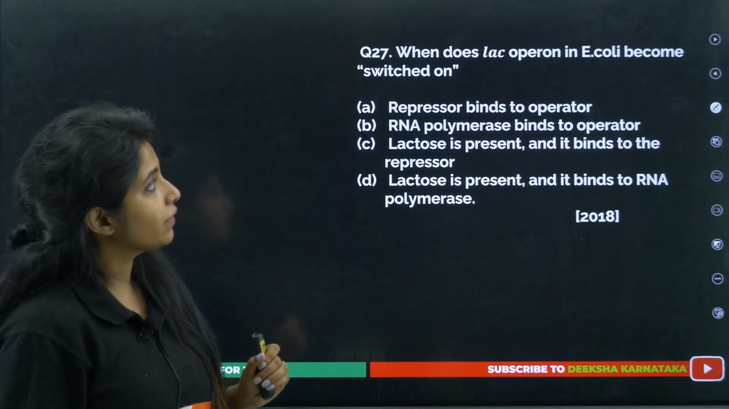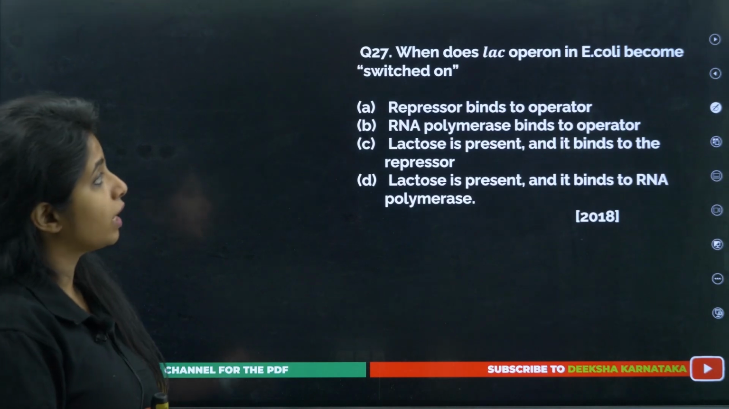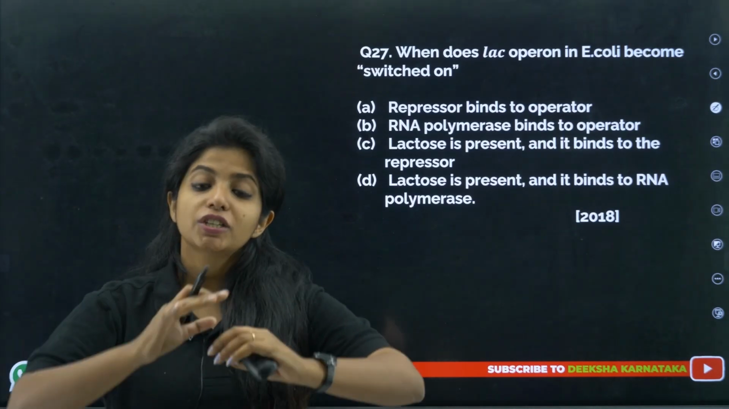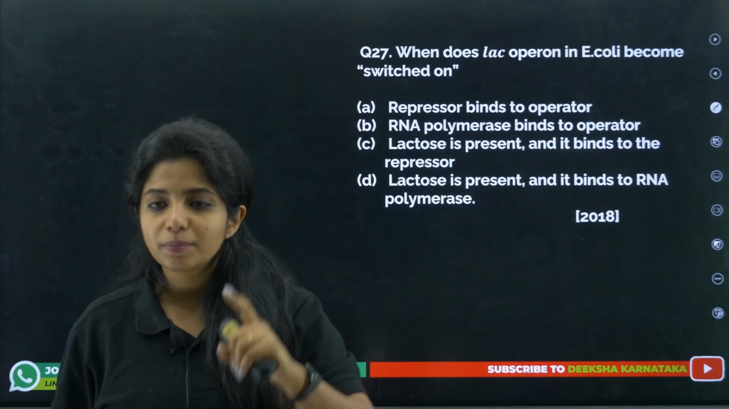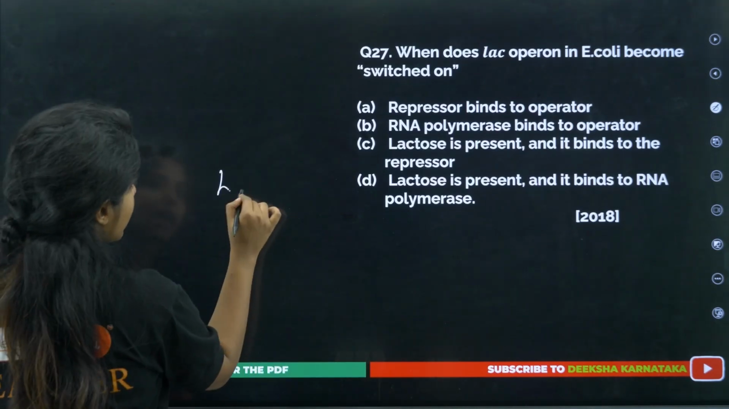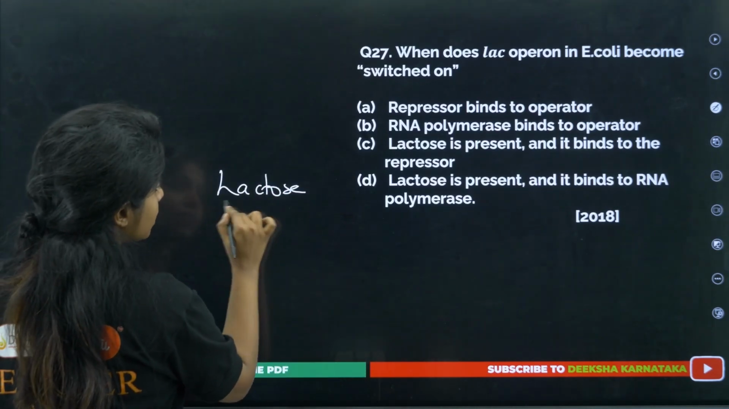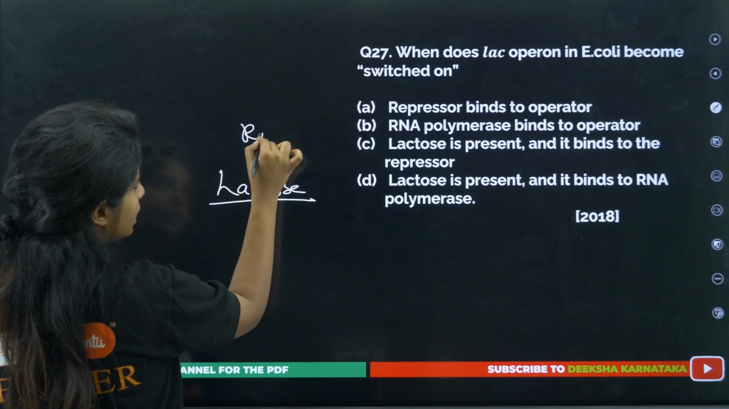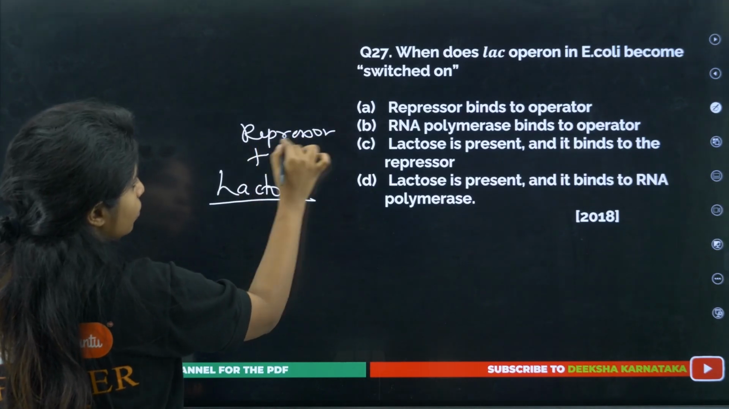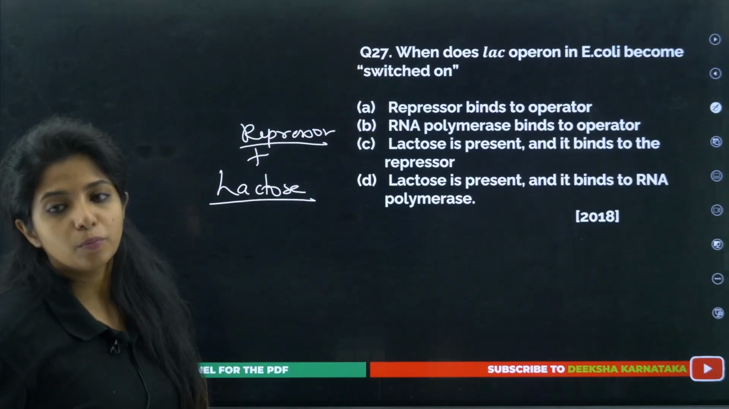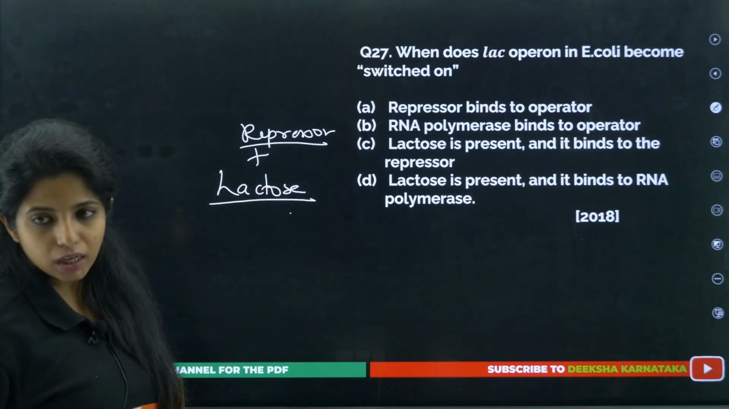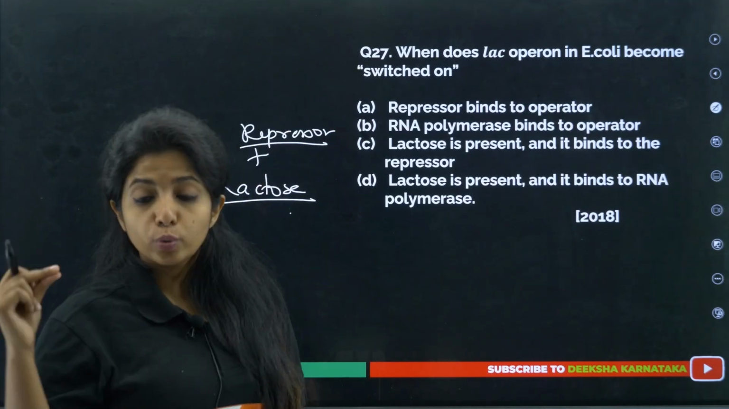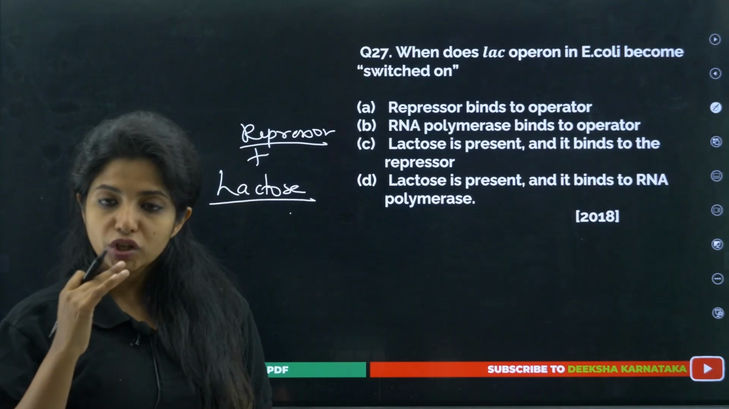27th. When does the lac operon in E. coli become switched on? It is usually switched off because the repressor protein is always there. When does it become switched on, my dear children? When the lactose comes in. When the lactose comes in, it binds with the repressor protein, and now the repressor protein would not be able to bind to the promoter region, and hence transcription would be taking place there. So when lactose is there, that's when it becomes active, or gets switched on. Usually it is switched off.